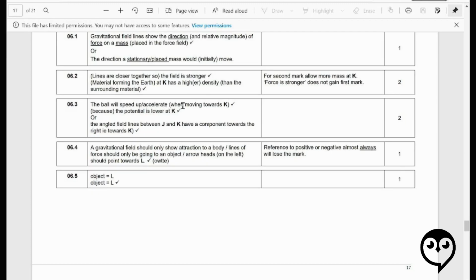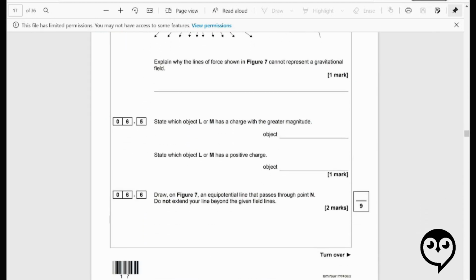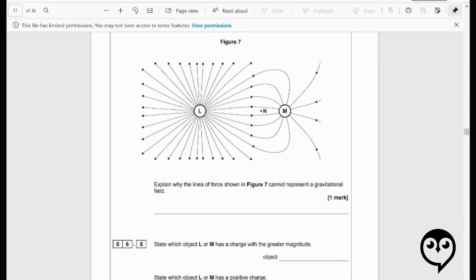Okay, and then what would happen? The ball would speed up or accelerate as it moves towards K because the potential is lower at K, or the angled field lines between J and K have a component towards K. Next: draw the equipotential line that passes through point N. Do not extend your line beyond the given field lines.